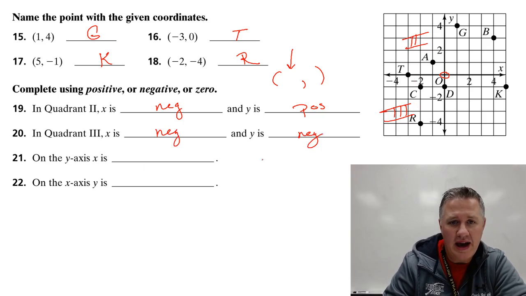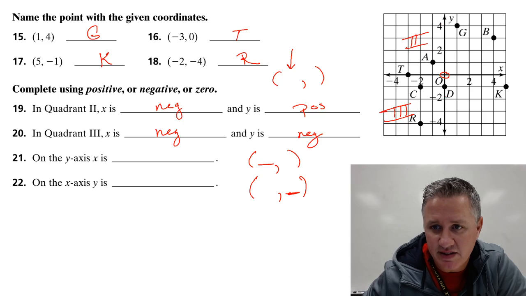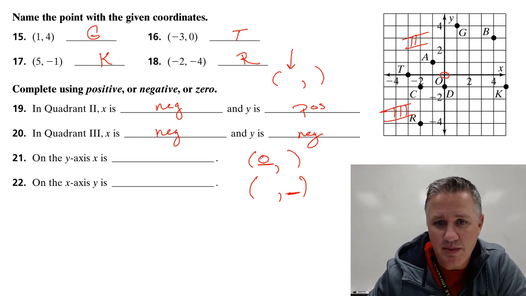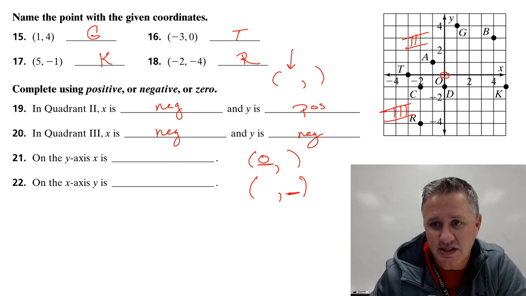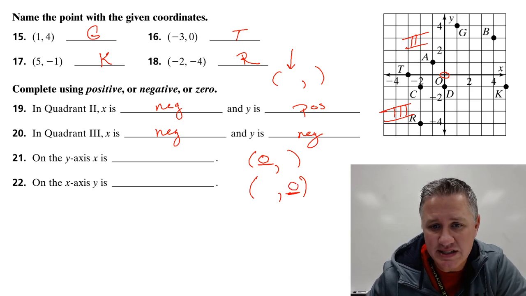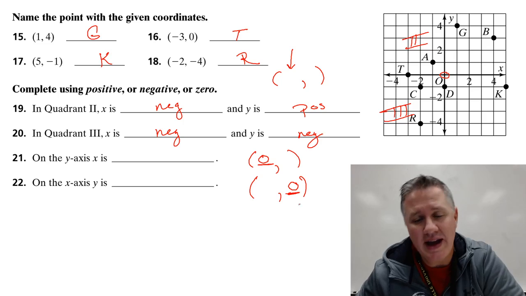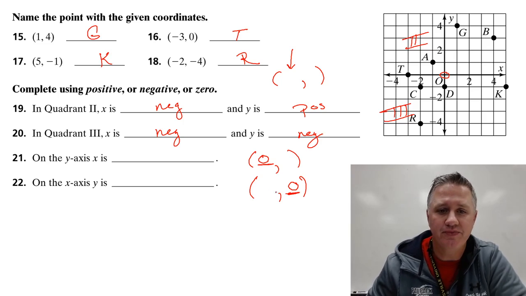Okay, and if you're on the Y-axis, we're wondering, what would the X value be? And if you're on the X-axis, what would the Y value be? All right, so if I'm on the Y-axis, how far did I travel in the X to get there? It would be 0. Anytime X is 0, you're going to be on the Y-axis. And the opposite is true. Anytime you're on the X-axis, the Y has to be 0. All right, so those are facts.